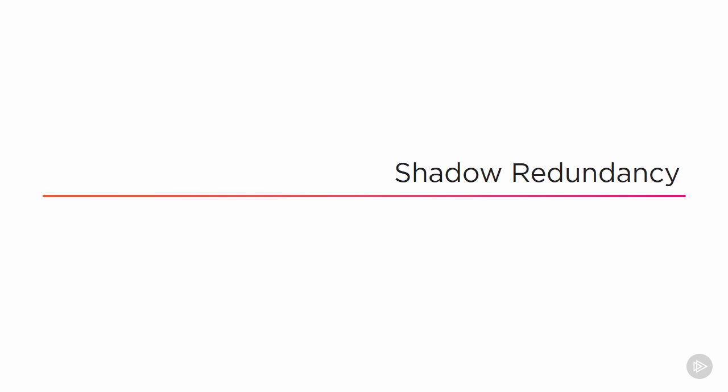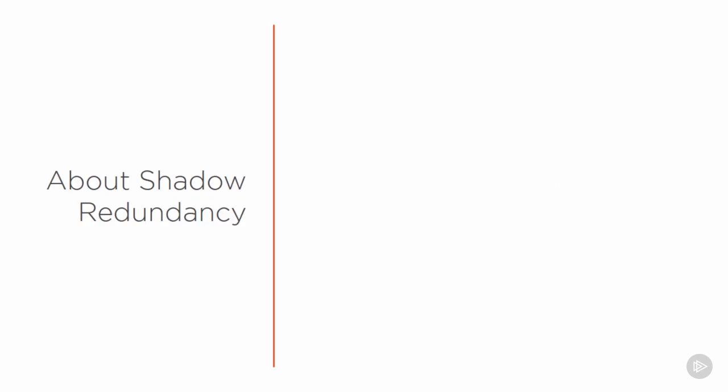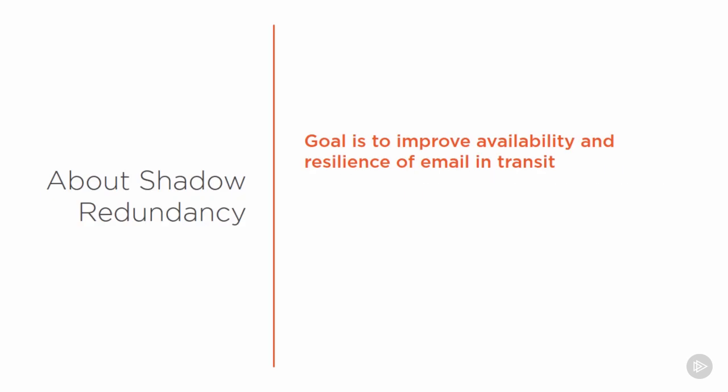Next, let's talk about shadow redundancy. The goal of shadow redundancy is to improve the availability and resilience of email in transit. In other words, email that is still traveling through the transport pipeline to its destination. Shadow redundancy first appeared in Exchange 2010, and then it was improved in Exchange 2013, and it's still with us today in Exchange 2016.